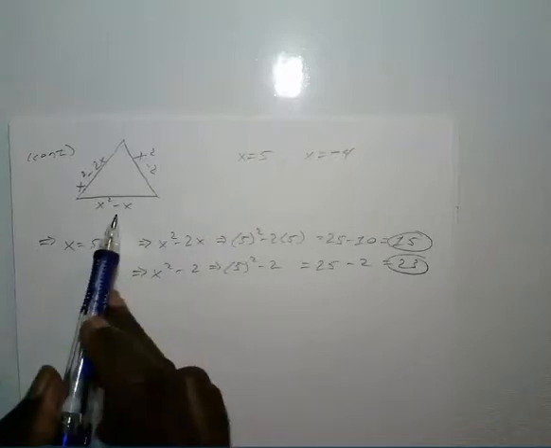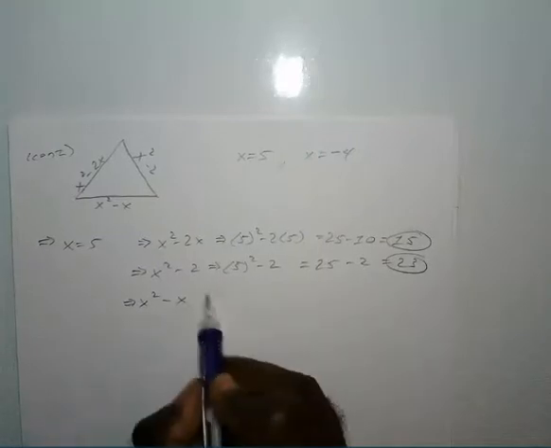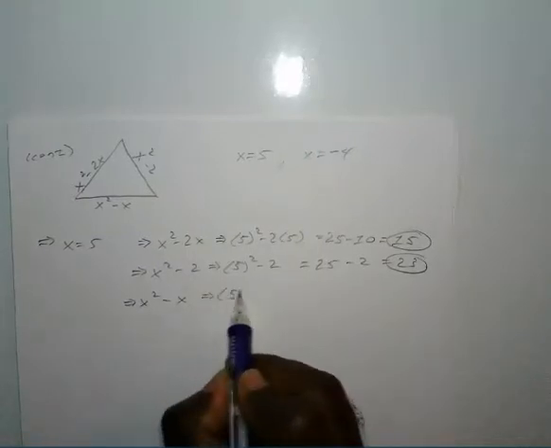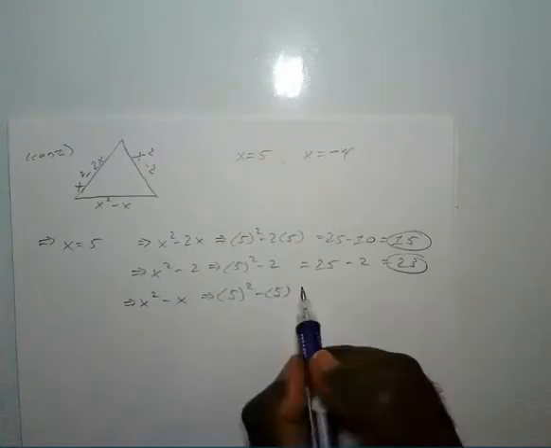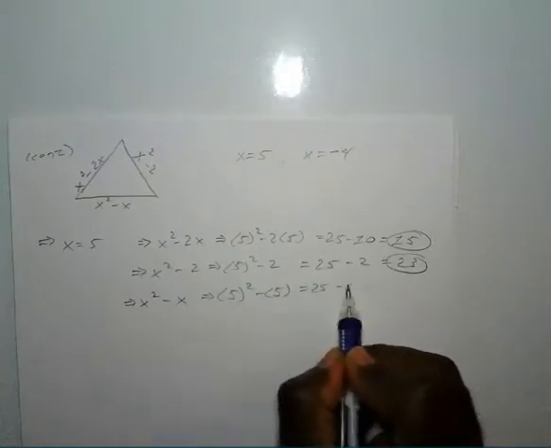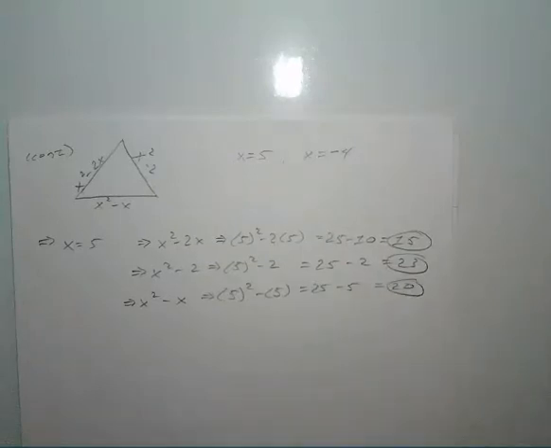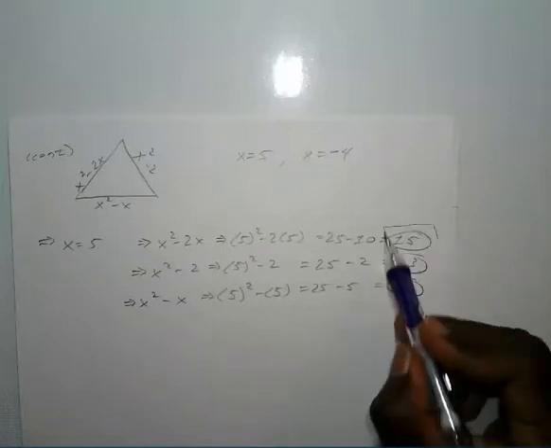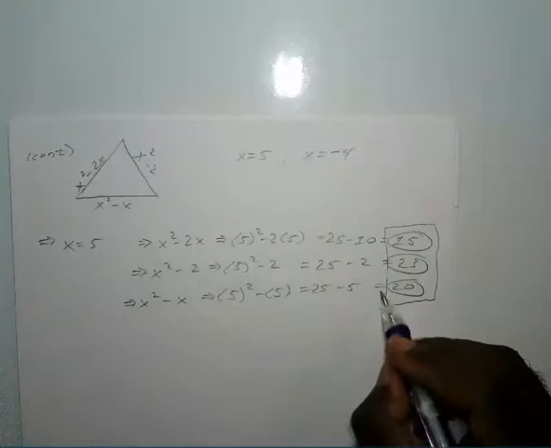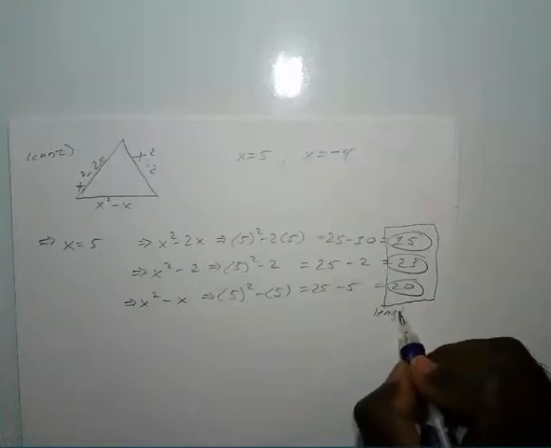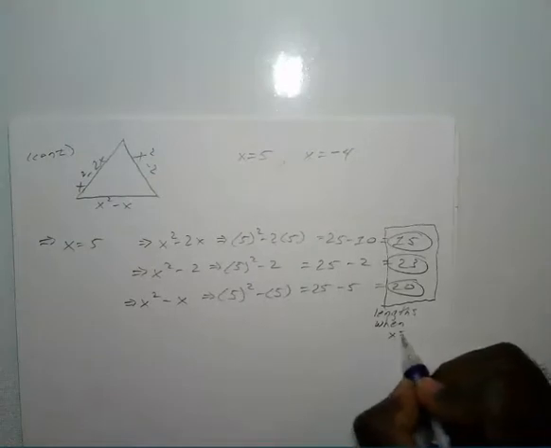Okay, now for x squared minus x, that's just 5 squared minus 5, which is 25 minus 5, which is 20. Okay, so these represent the lengths of the sides when x is equal to 5.